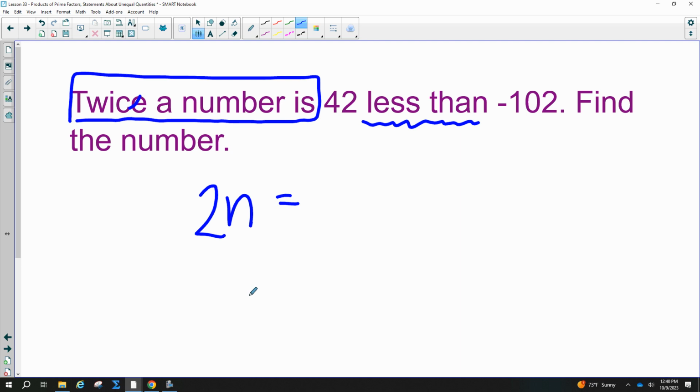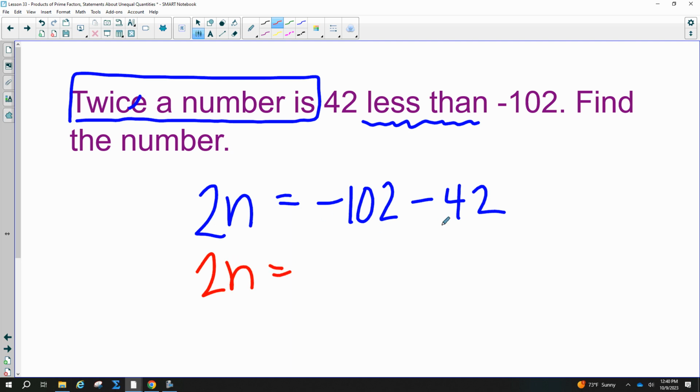42 less than negative 102. This one's weird. But we want the 42 less than to go after negative 102. We do minus 42. That represents 42 less than negative 102. Find the number. Usually there's a variable here, but not on this one. This is just combining like terms. That makes a bigger negative right there. So negative 144. Divide both sides by 2. And n equals negative 72.